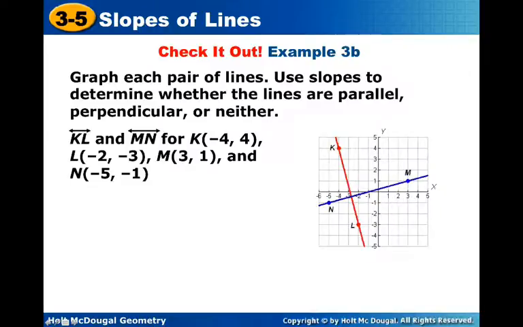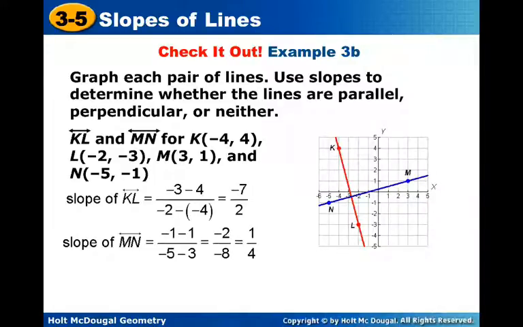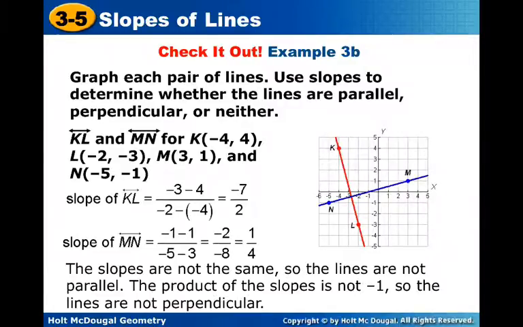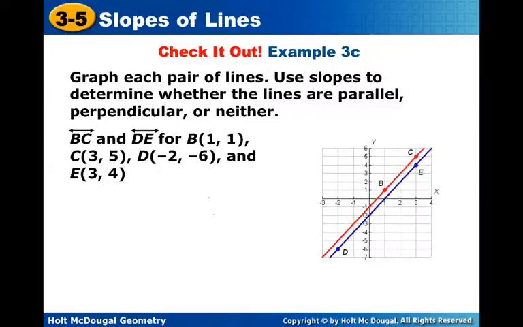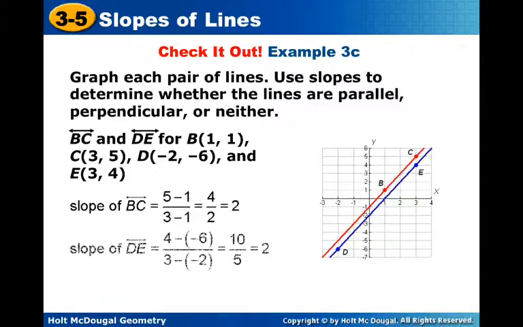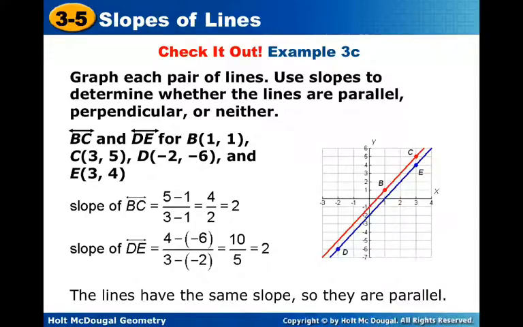All right, here's one more example. Graph your 4 points, find the slope, and they're not negative reciprocals, so it's just neither. One more. Slope of that one is 2. Slope of the other one is also 2, so the lines are indeed parallel because they have the same slope.